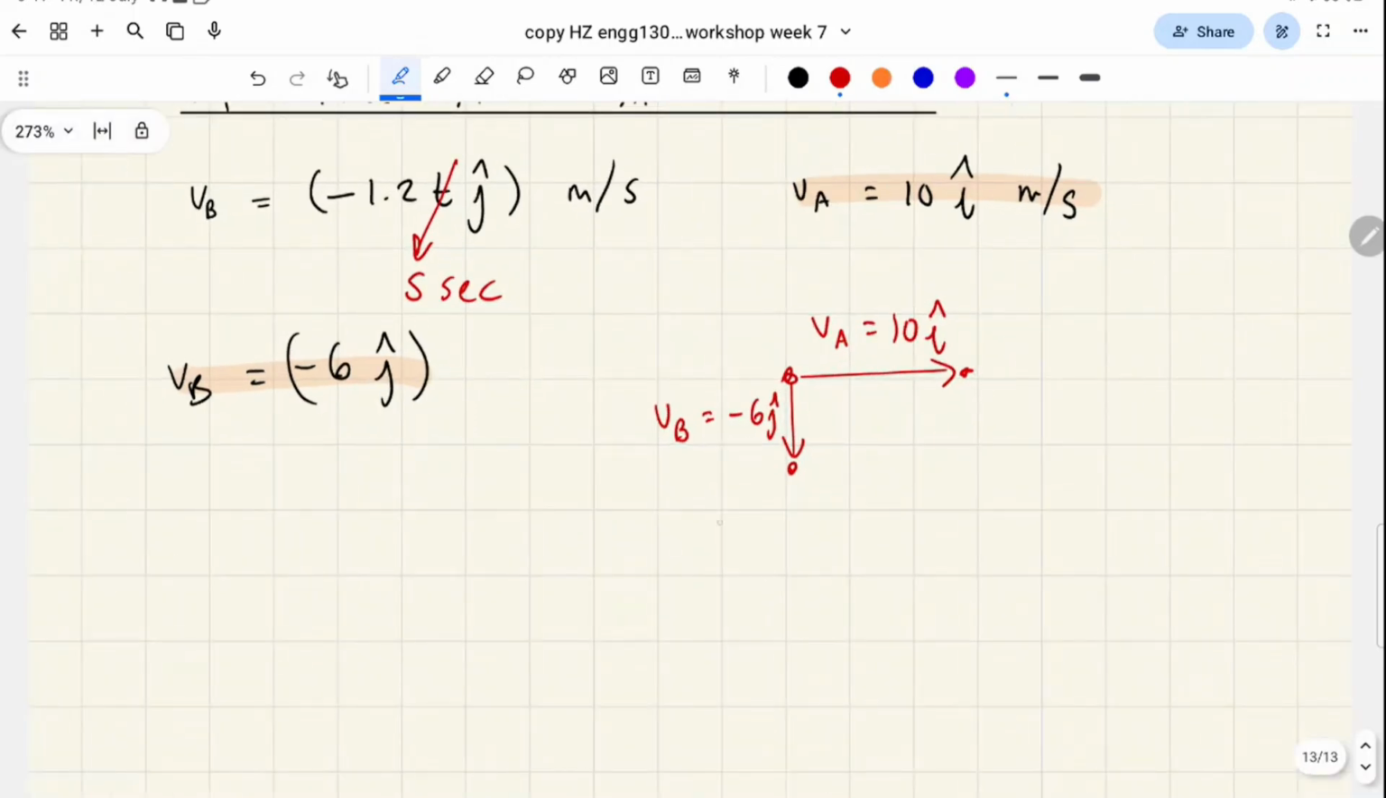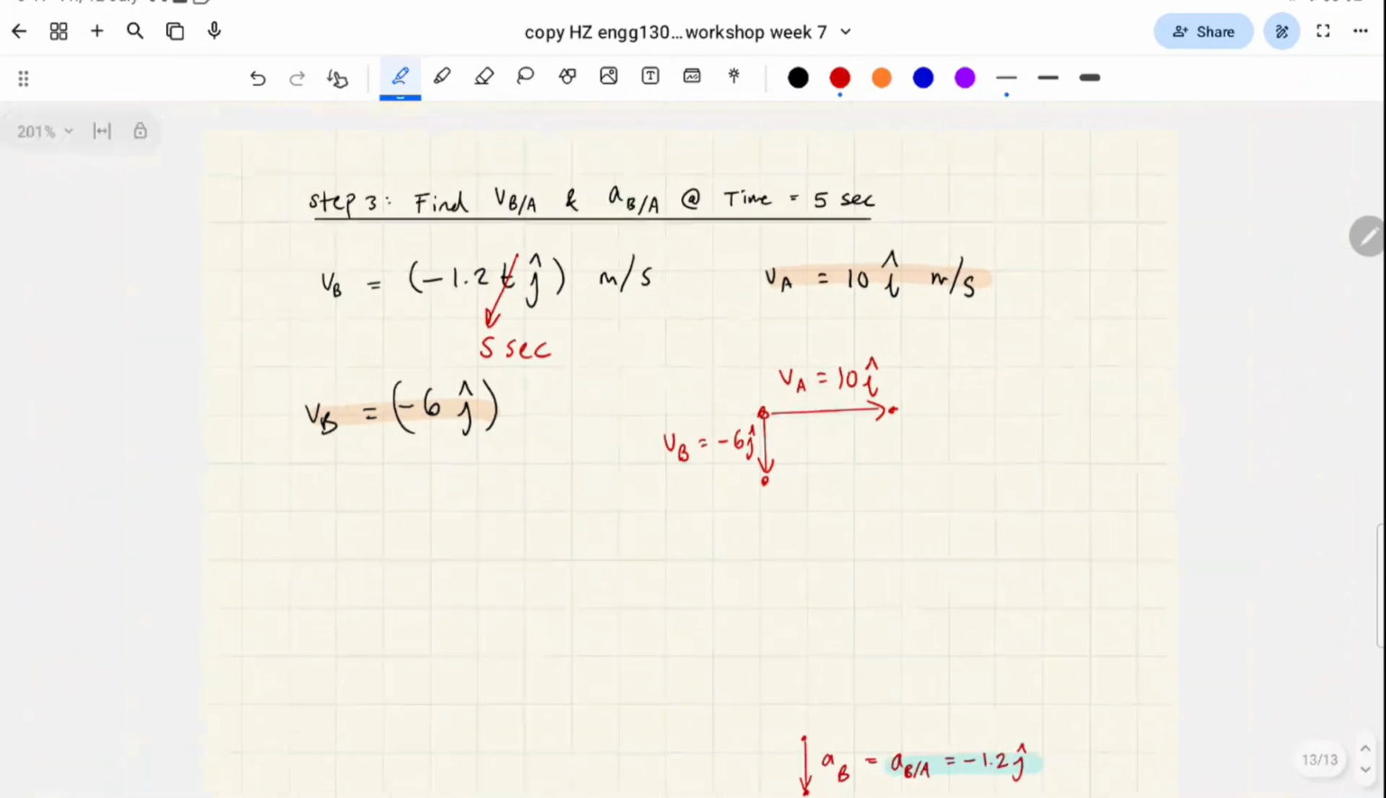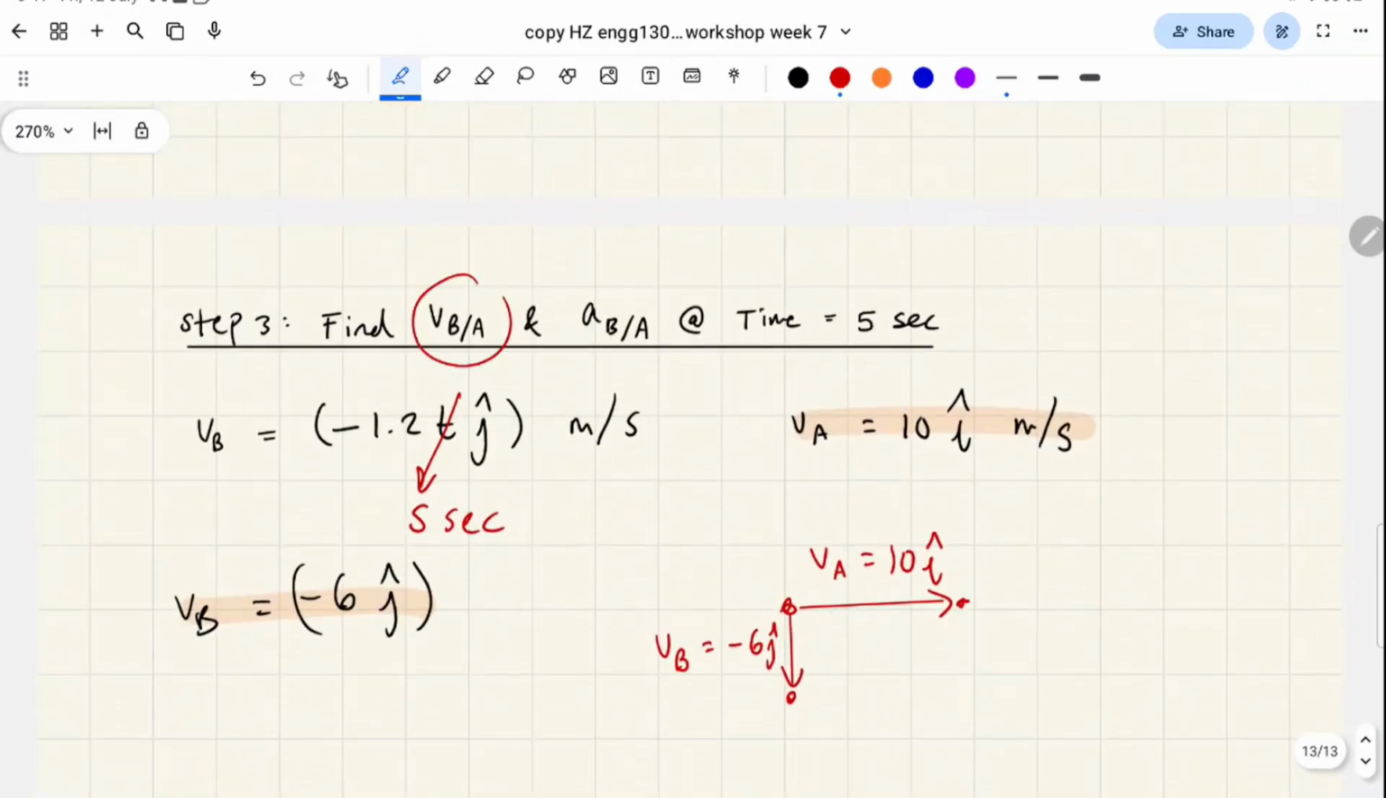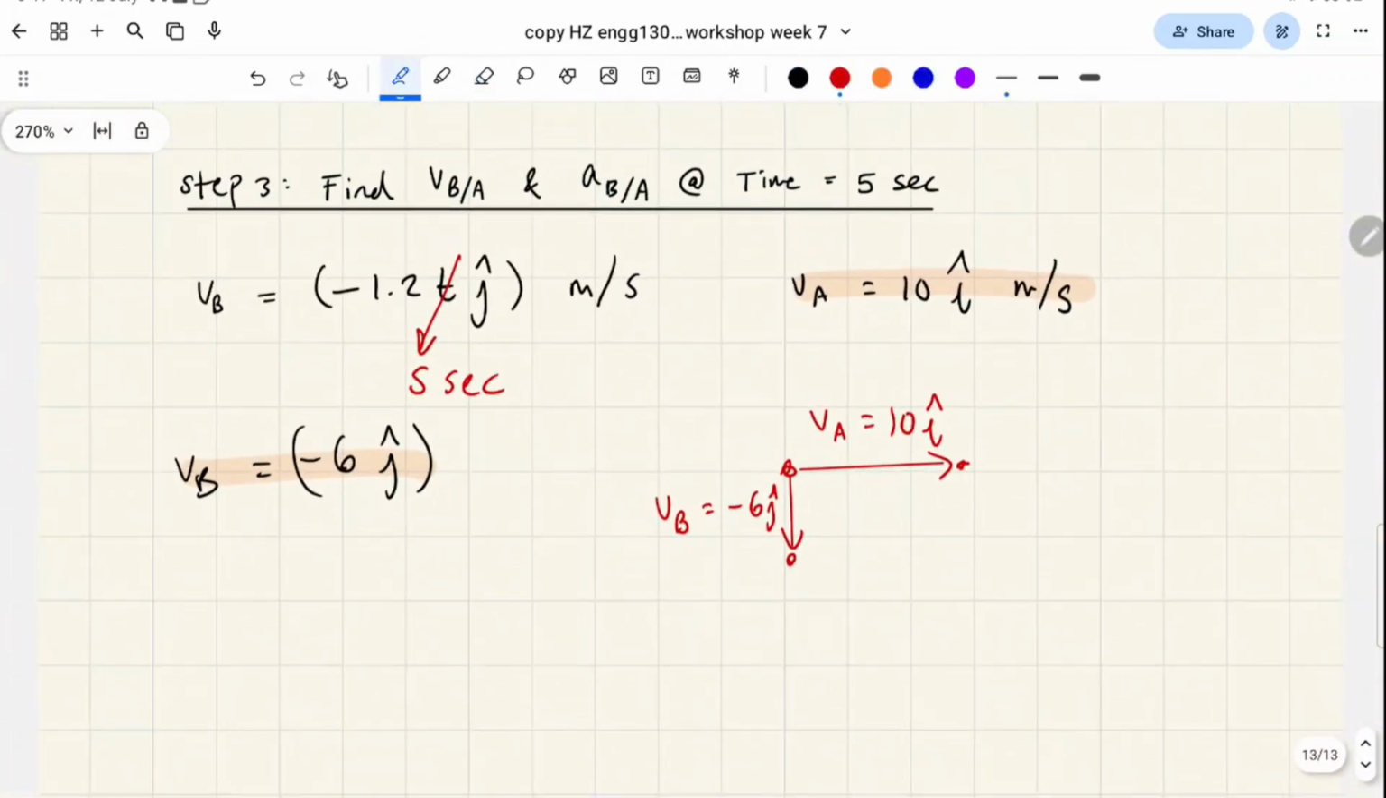Yep. And then basically, if we want an expression of, what did it say? Velocity of B relative to A, right? That's VB slash A. We have to do this, right? This is the velocity of B relative to A.